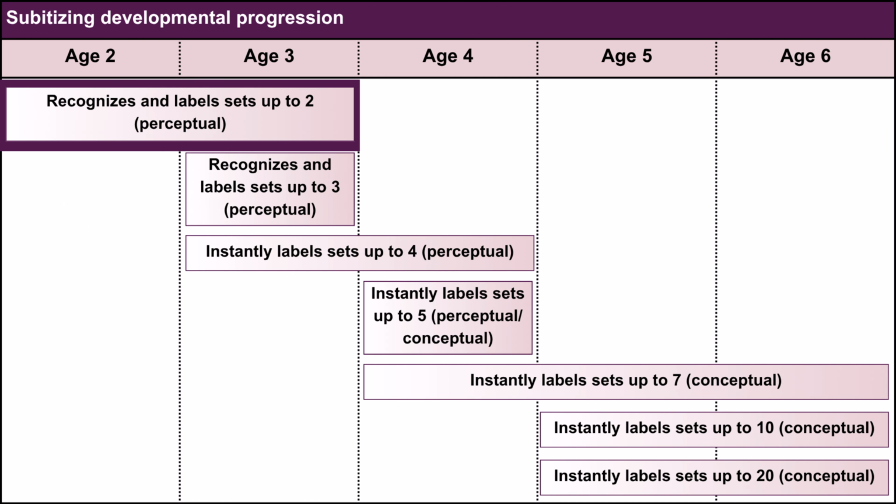Kiyomi's subitizing ability falls within the first band on the subitizing developmental progression. She can perceptually recognize and label sets up to 2. Given that Kiyomi is 3 years old, her subitizing ability is within range of other children her age.